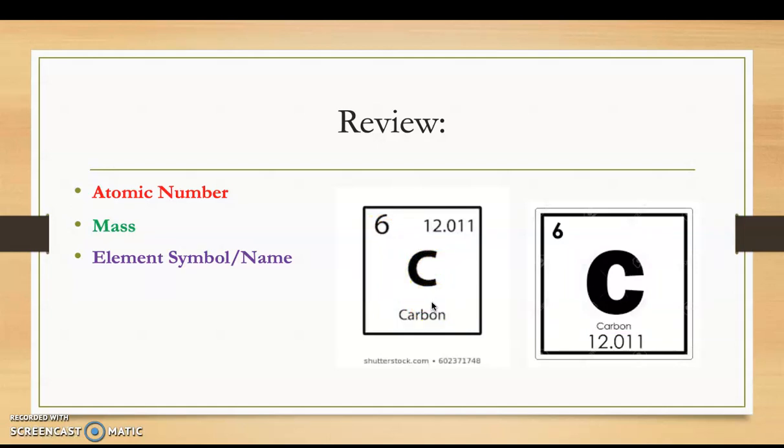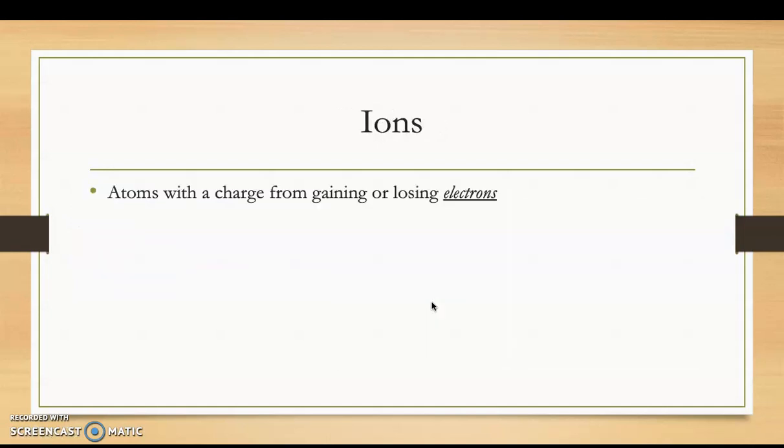So now that we have that review, let's take a look at what are ions. Ions are atoms that have a charge from gaining or losing electrons. If you remember, protons have a positive charge and electrons have a negative charge. So when the number of protons and the number of electrons equal each other, we have a neutral charge, or a charge of 0. But when they don't equal each other, that's when a charge comes in.